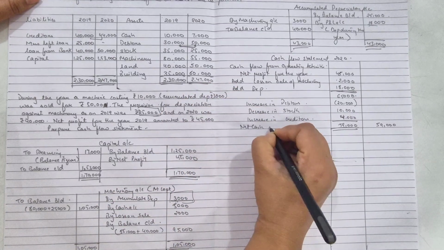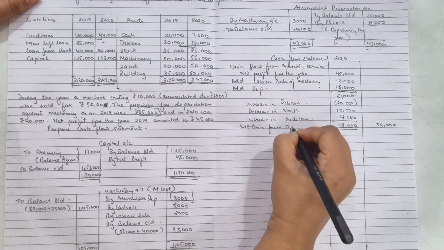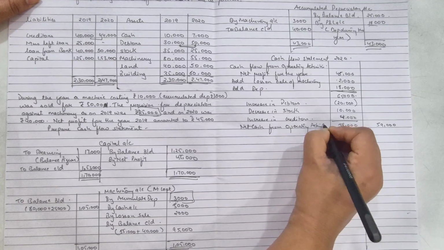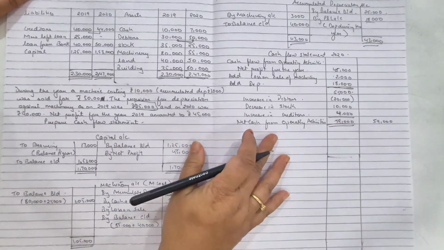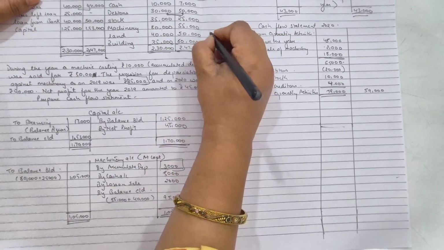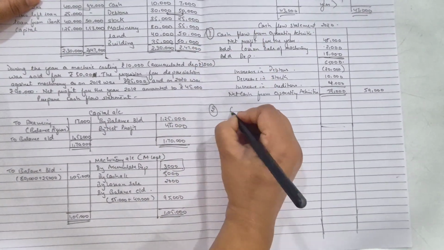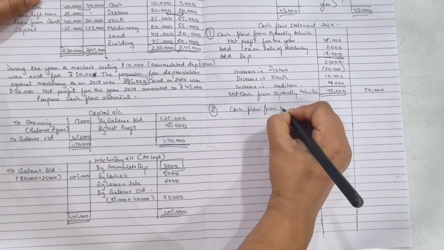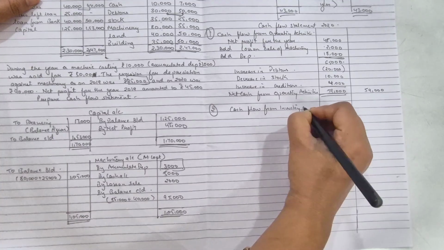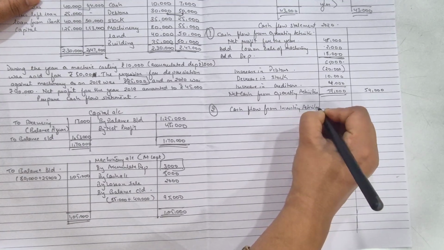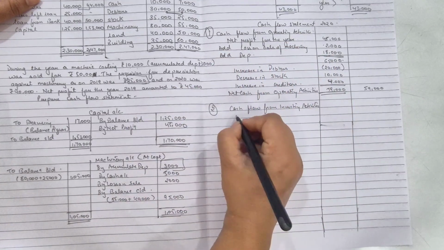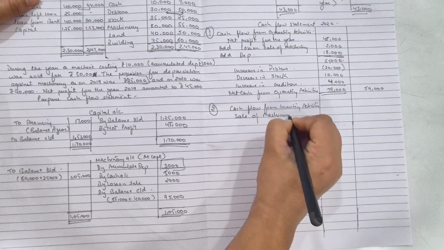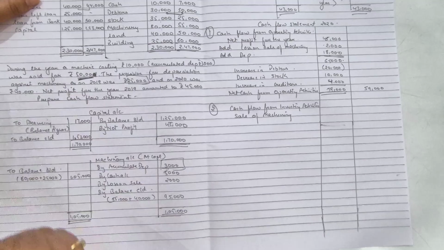So this 59,000 would be our net cash from operating activities, students. I hope I am clear. Now our next step is to calculate cash flow from investing activities, students. The first would be the sale of machinery. We have sold the machinery for 5,000.